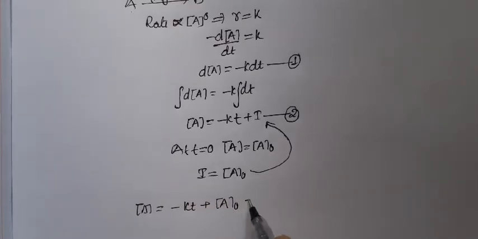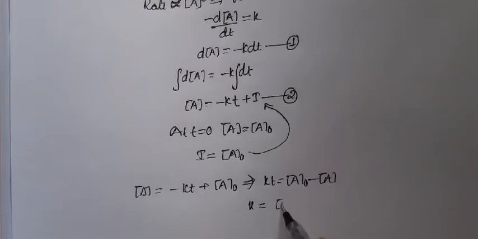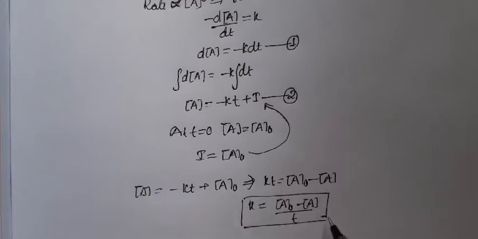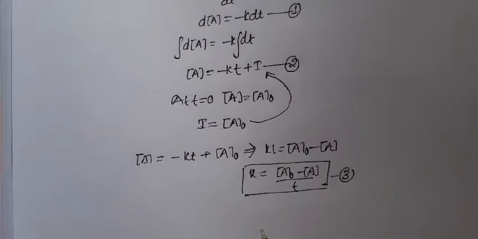We can write the equation: minus kt, when it comes to the LHS, becomes kt, and equals A0 minus A. So K is equal to A0 minus A by t. This is the required expression of rate constant for zero order.